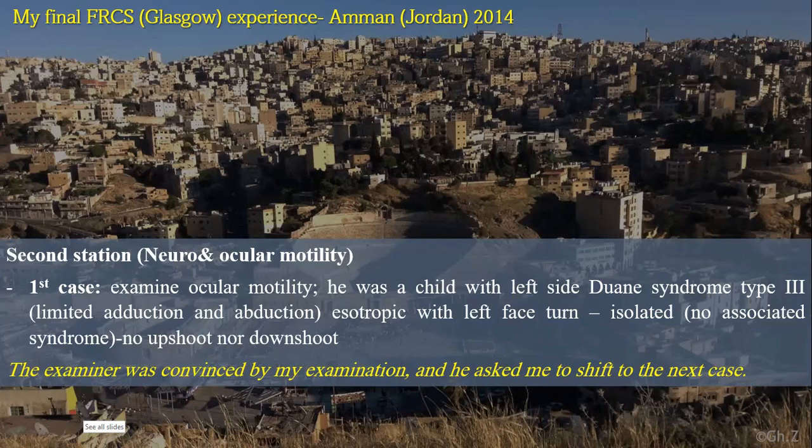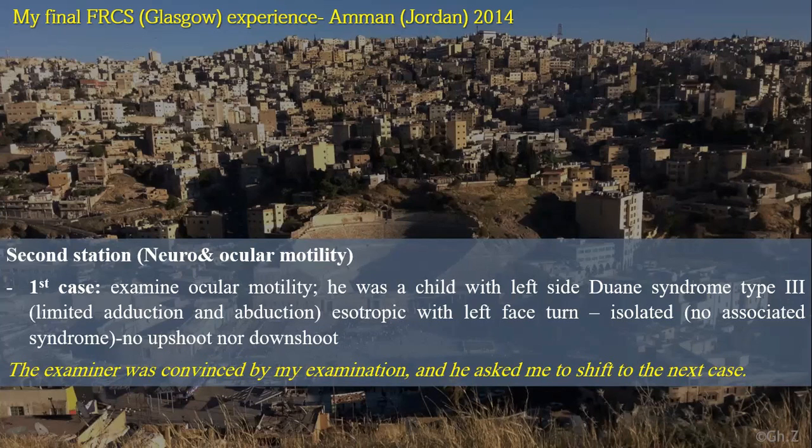And it was a child, an older child with left side Duane syndrome. So as you can see here, I'm writing the side. So Duane syndrome, left side. And I did comment on the type, and I justified my answer because the case has limited adduction and abduction. And it was isotropic. So as you can see here, I commented on the alignment in the primary position. So I commented on the side, the type, the alignment in the primary position, and I justified my answer for the type. And I mentioned it looks to be isolated.